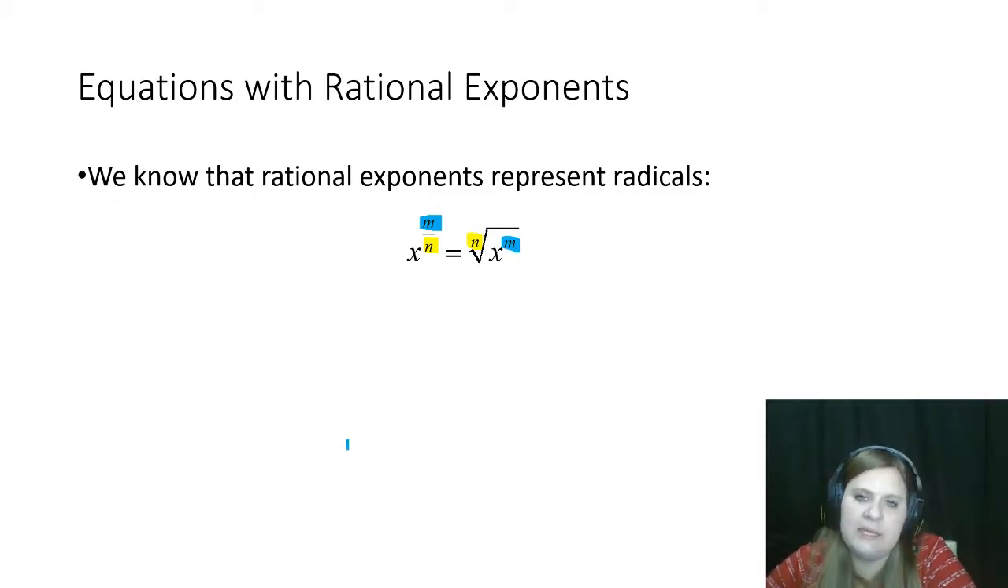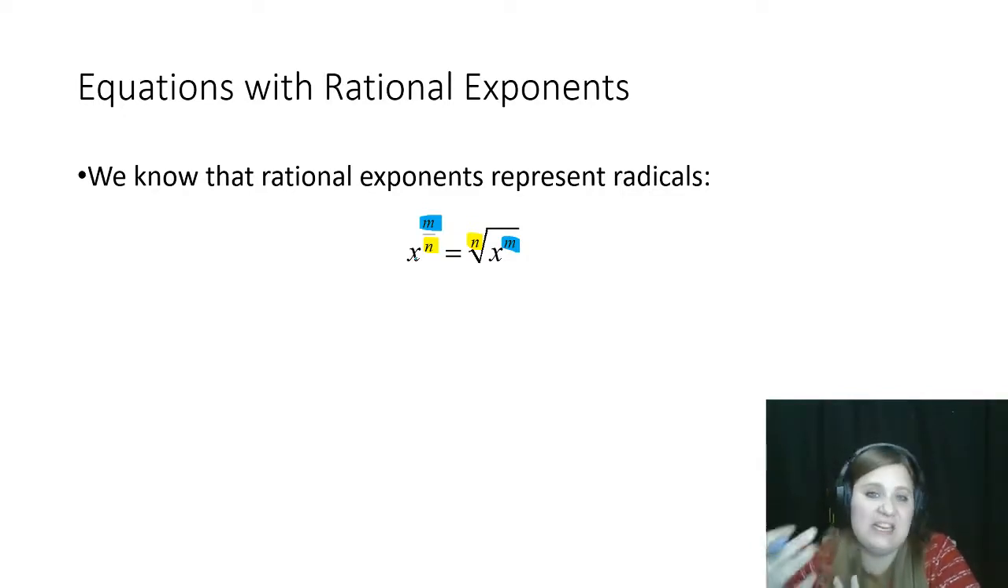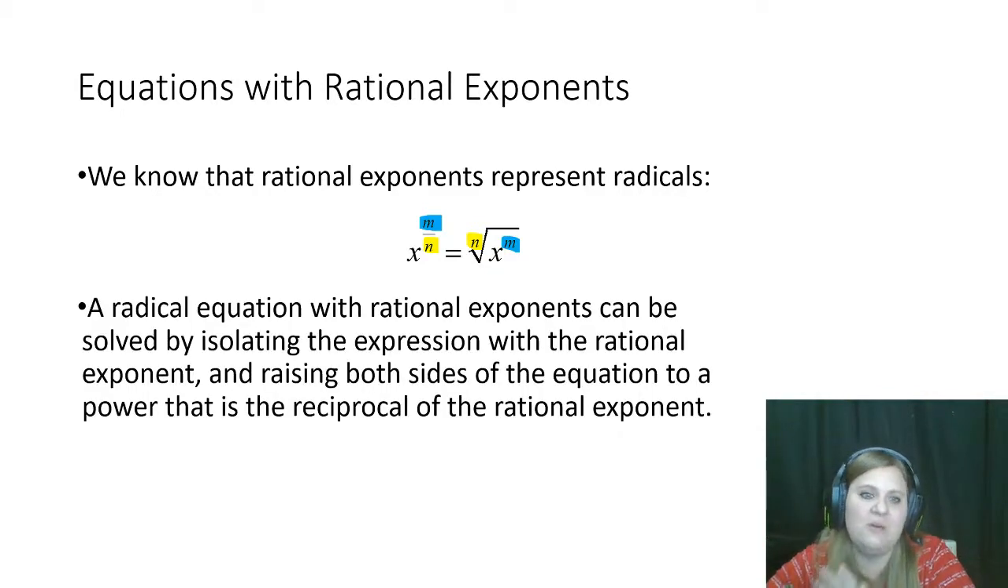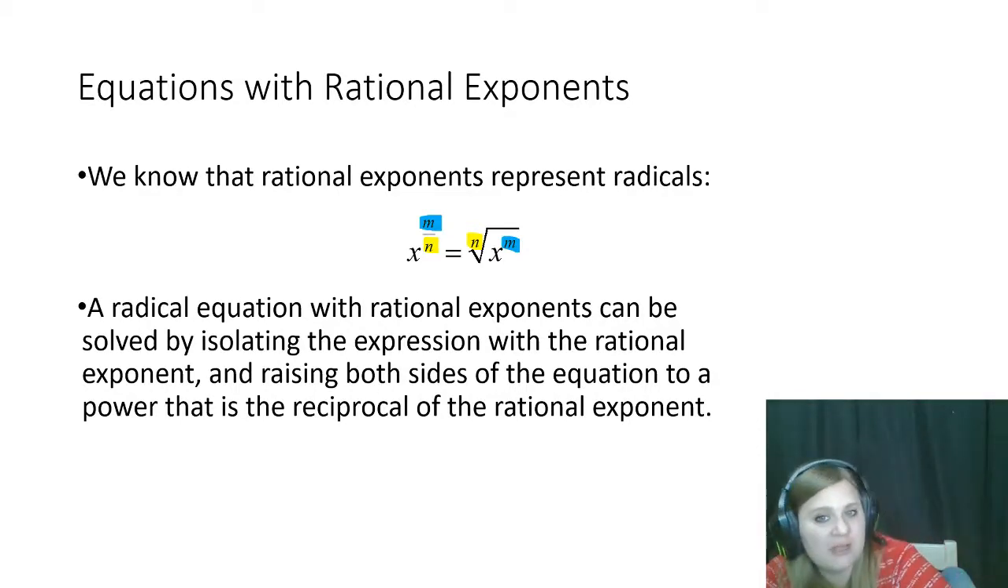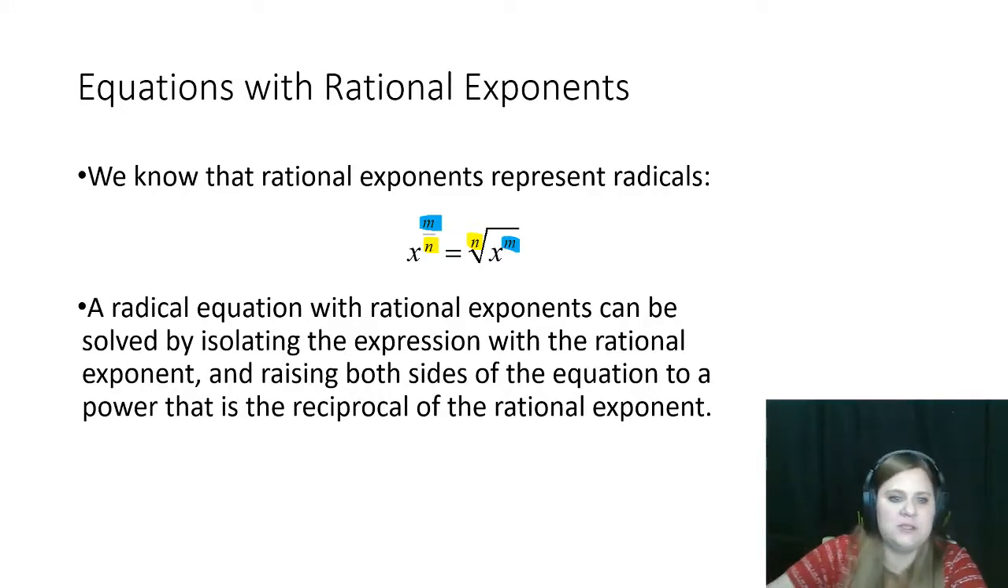Okay, so keep that clear on your paper. Color coding is a great idea. All right. Then I can use that to help me simplify a lot of things. All right, so we can go from one format to the other, and that can be really helpful to us. So if we have a radical equation with rational exponents, we can isolate the piece that has the rational exponent and raise both sides to a power that is the reciprocal of the rational exponent.